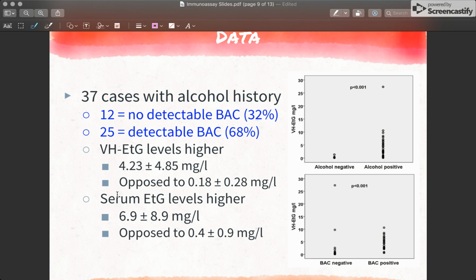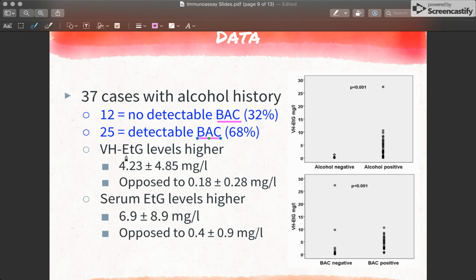So just based on those numbers in blue there, I would say that the blood alcohol content, the LCMS that they use to find that, is maybe not the most reliable way to test for an alcohol history or excessive alcohol use. On the flip side, they found that cases with an alcohol history had a much higher VH-ETG level, and so that stands for vitreous humor. And then the ETG is the ethyl glucuronide.